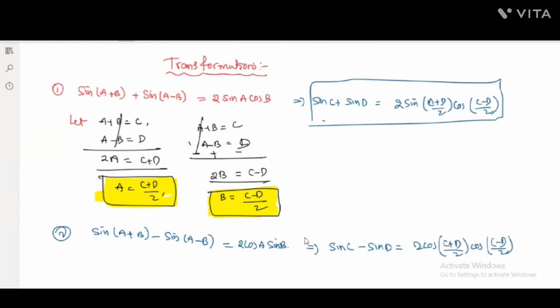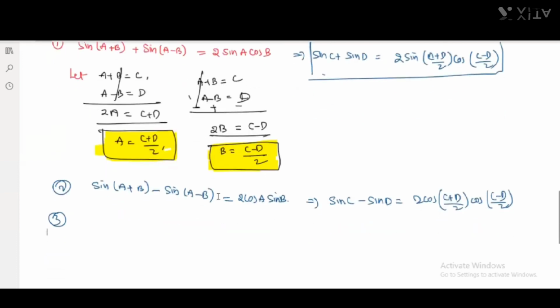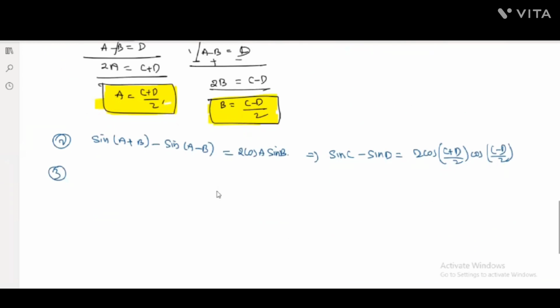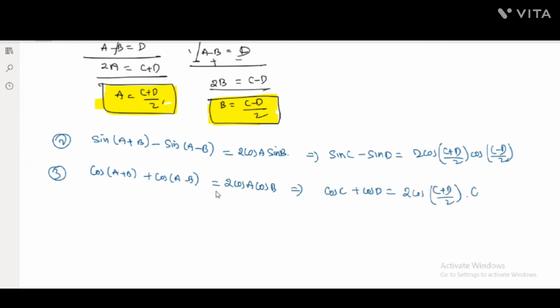Formula number 3 in the transformations. cos A plus B plus cos A minus B will be 2 cos A cos B. We'll substitute the A, B values and the A plus B, A minus B values. We get cos C plus cos D is equal to 2 cos C plus D by 2 into cos C minus D by 2.